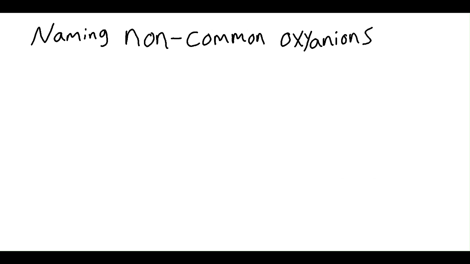Next, we will talk about naming non-common oxyanions. Many of the common oxyanions can be altered by taking away or adding more oxygen atoms. When we do this, the name of the polyatomic ion changes. Here are the rules for how the name changes if you add or take away oxygen. If you add one more oxygen to the common polyatomic ion, you add the prefix per.